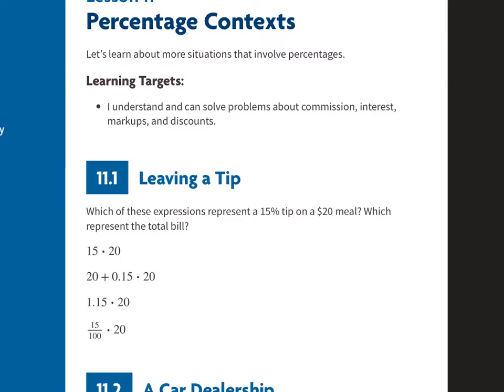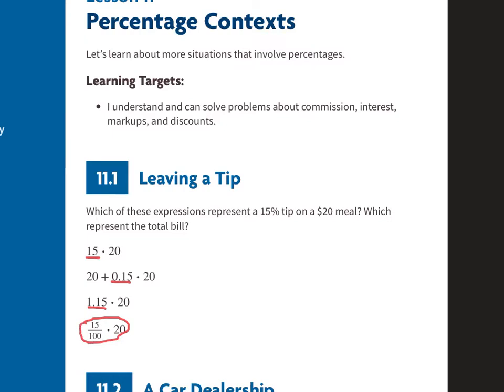All right, leaving a tip, page 85. Which one of these expressions represents a $15 tip on a $20 meal? Which represents the total bill? So 15% tip. 15 percentage is always out of 100. So 15% out of 100? No. 15% out of 100? Yes. 15% out of 100? No. 15% out of 100? Yes. Times 20. So there's my tip.